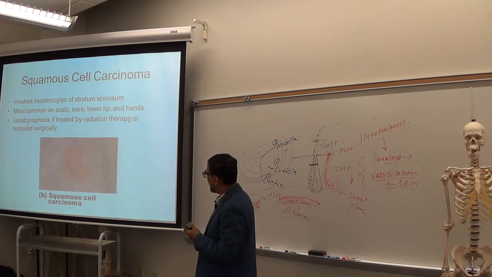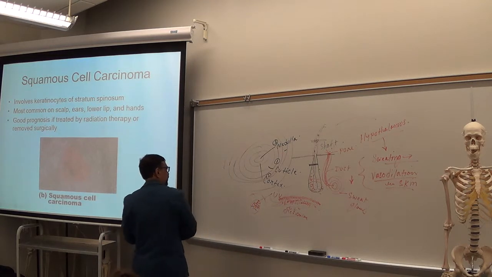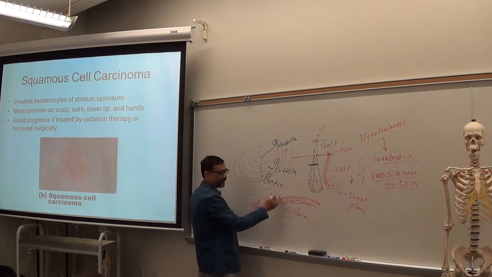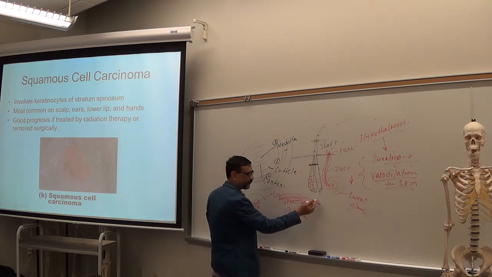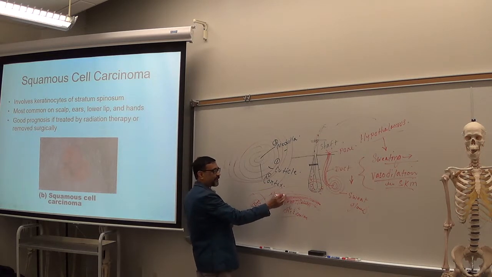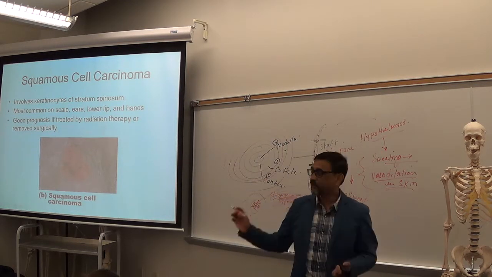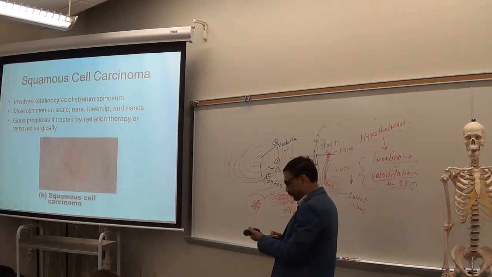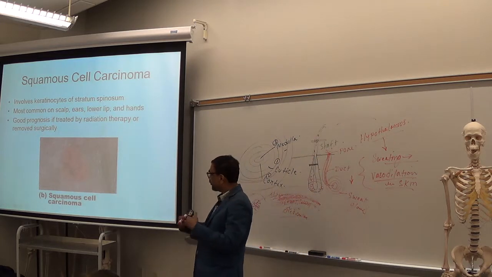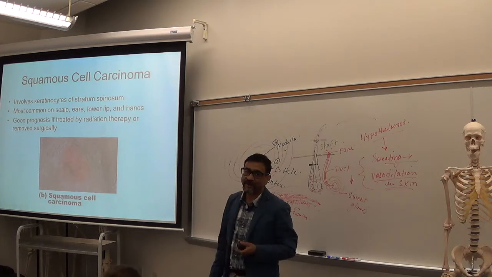Squamous cell carcinoma. The cells of stratum spinosum. You must remember another layer is spinosum. Stratum basale, stratum spinosum, granulosum, right? Lucidum, cornea. So if the cells of this layer, stratum spinosum, start to proliferate abnormally, that leads to squamous cell carcinoma.